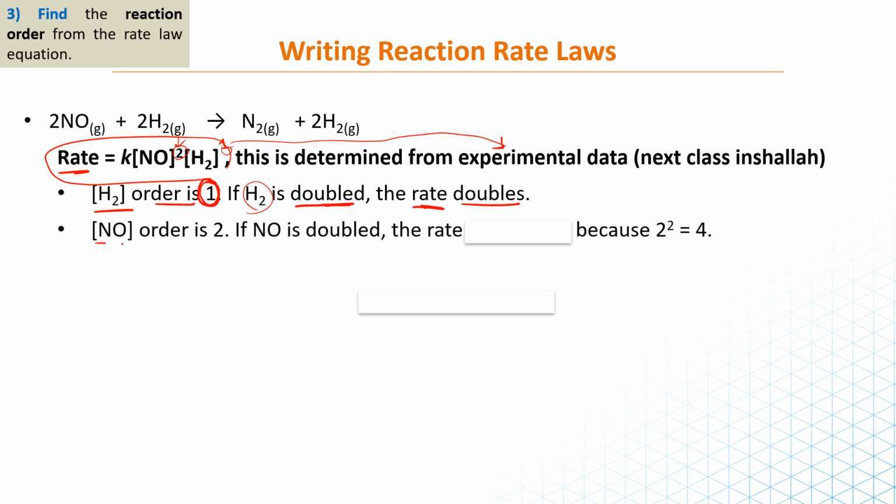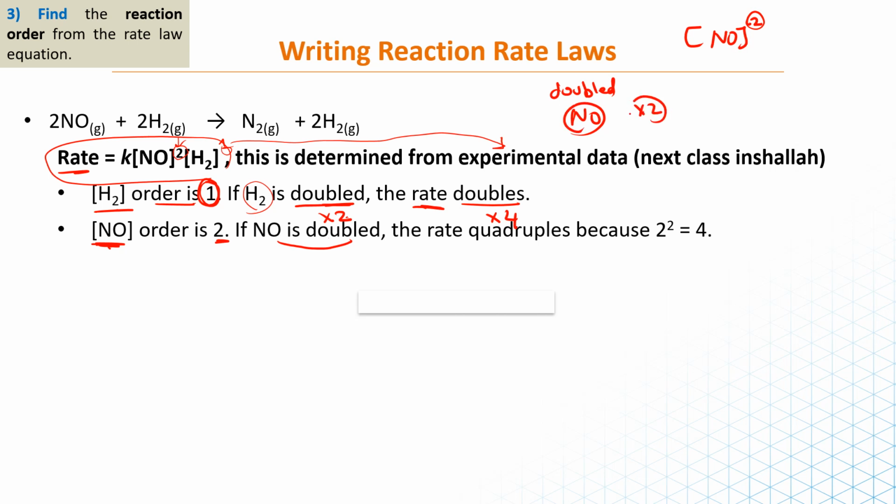Now, the concentration of NO, or the order of NO, is 2. So if we double the NO, doubled means we multiplied it by 2. So what should happen to the rate? The rate is going to quadruple, it gets multiplied by 4. Why is that? Because NO here is to the power of 2. So they said we doubled NO, so it was multiplied by 2. So guys, if you want to know what happens to the rate, just take this power and put it here. So doubled means multiply by 2, and we put the power 2. So the rate is multiplied by 4.